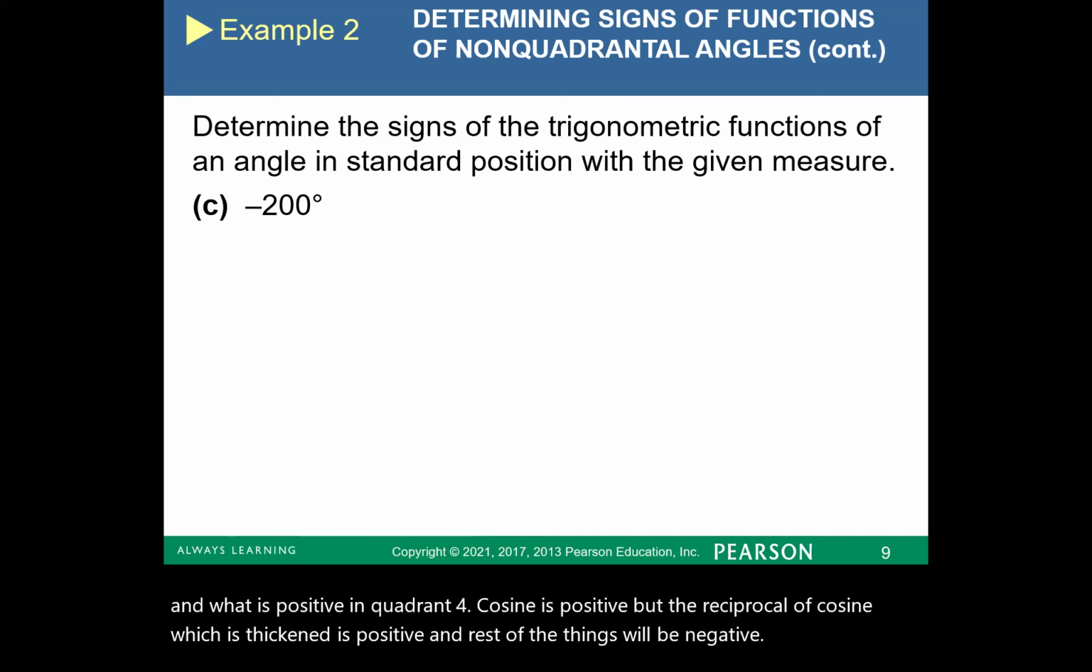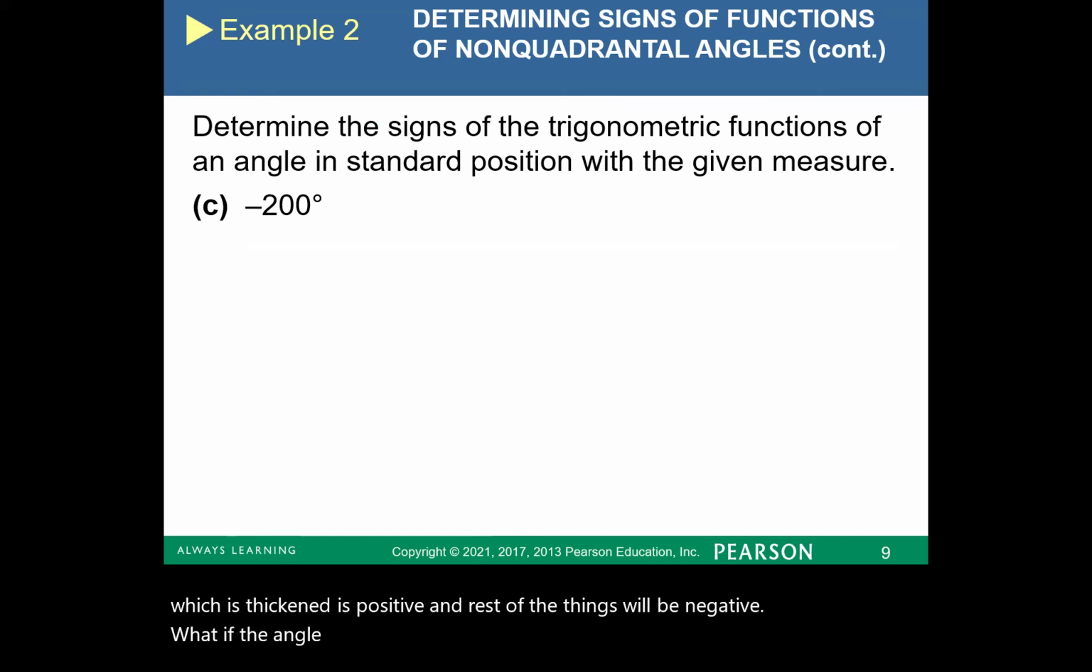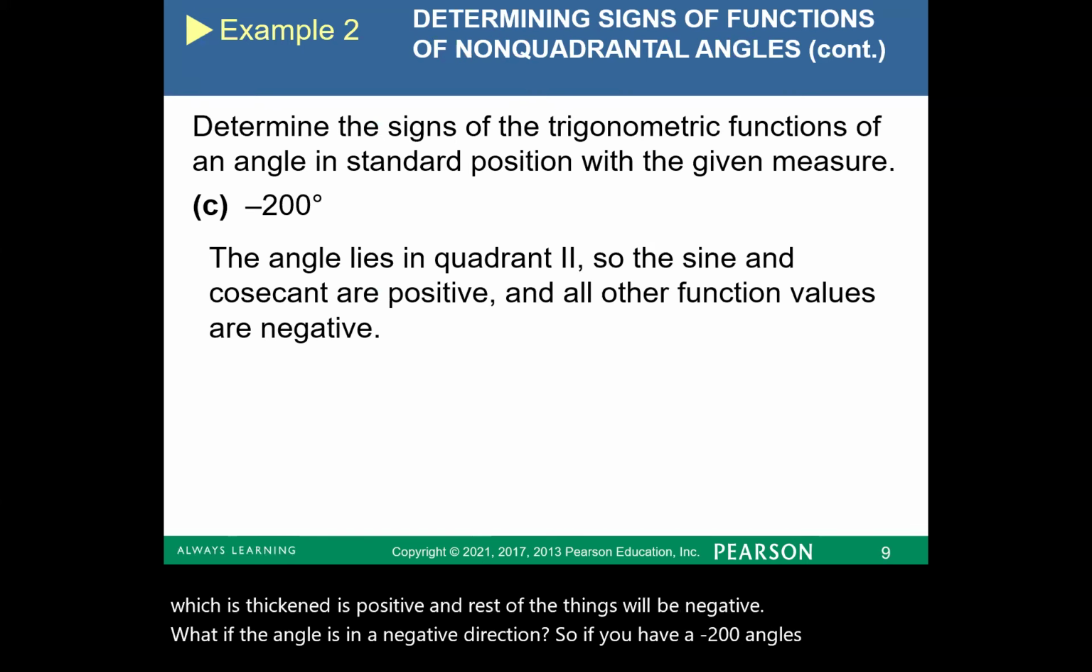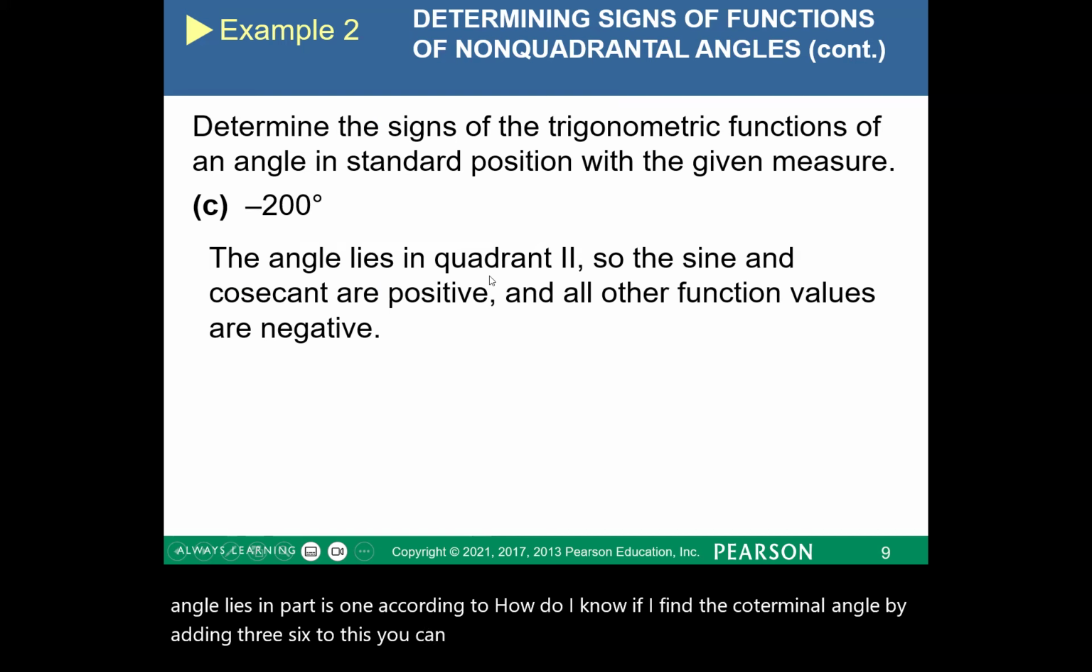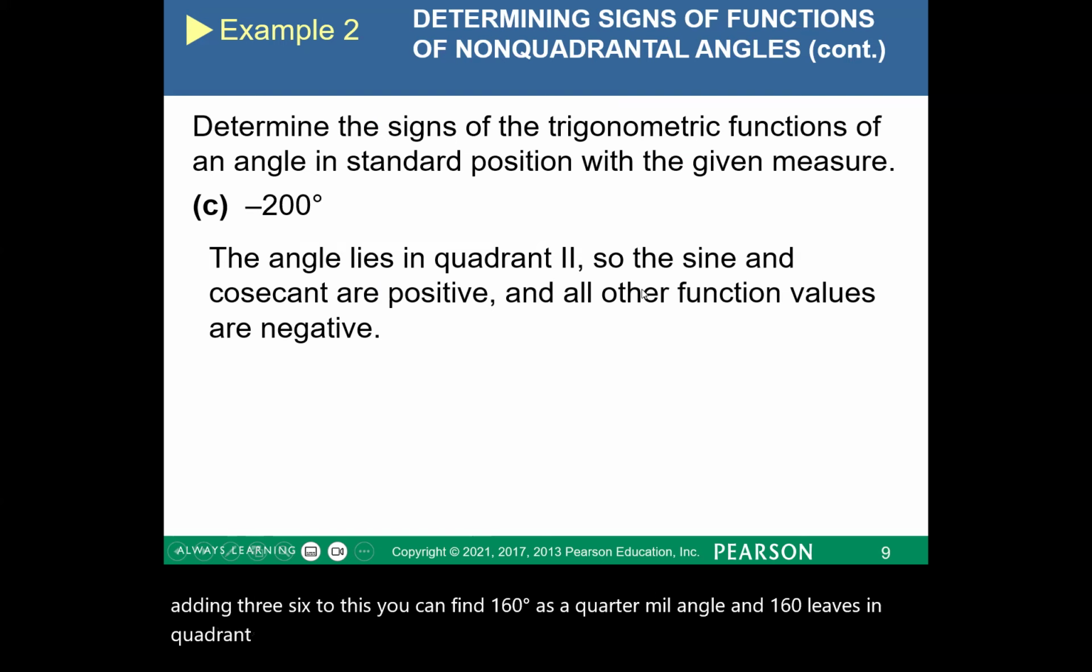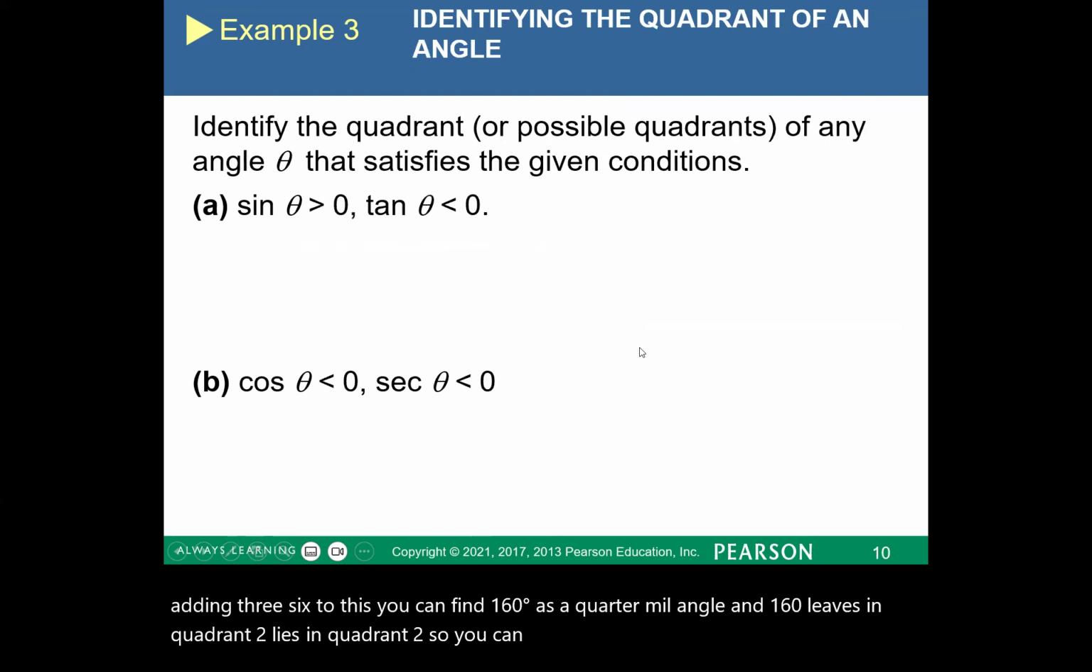What if the angle is in a negative direction? If you have a -200 degree angle given, how do I know which quadrant it lies in? If I find the coterminal angle by adding 360 to this, you can find that 160 degrees is a coterminal angle, and 160 lies in quadrant 2, so you can think about the signs for quadrant 2.